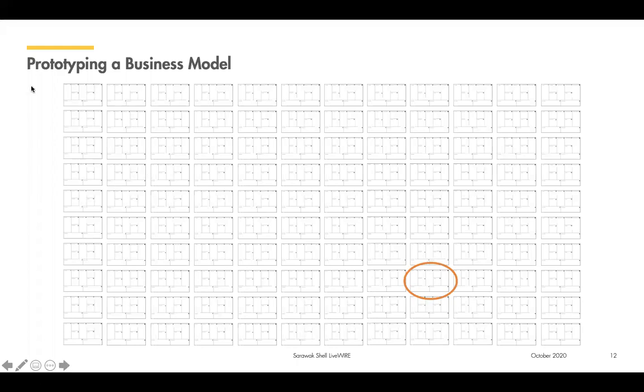So in here, you see the 12 times 8, right? So there's 96 prototype of business model here. So the person actually chose this one, right? So that's basically what prototyping is. Doing a lot of version of it so that you can test, iterate, and pivot, right?